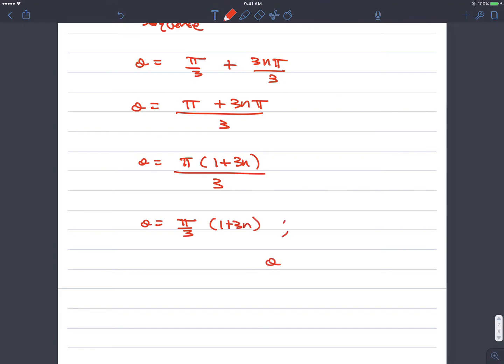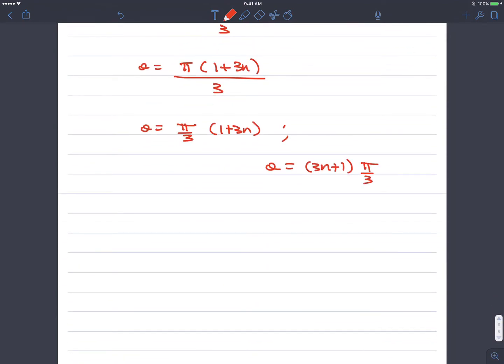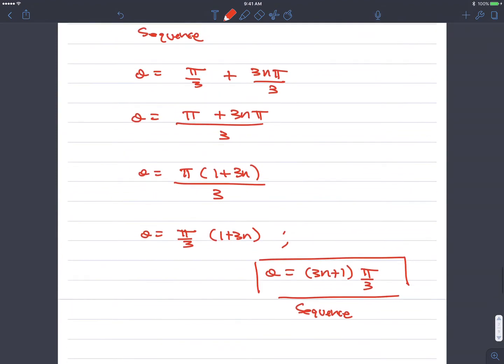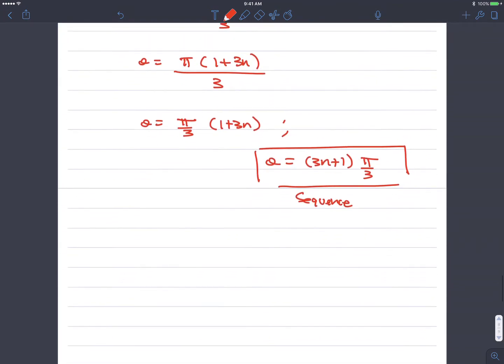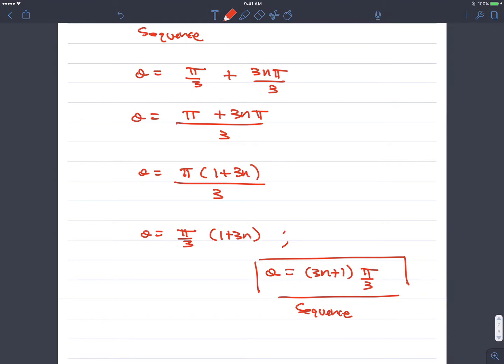Some books will write it this way. They'll say 3n plus 1 times pi over 3. And here's a way for us to generate a sequence of solutions. This is the sequence when we need to, given the general solution. So here's some examples that we just did. Okay. Anybody have any questions on this one here that we just did? No? You sure? Well, it looks like this is all we have time for today. You want to do one more? You want to try to stop here? Anybody have any questions? Okay.